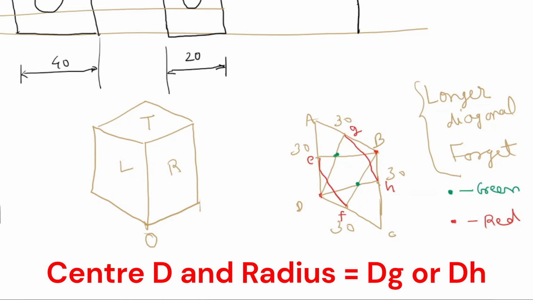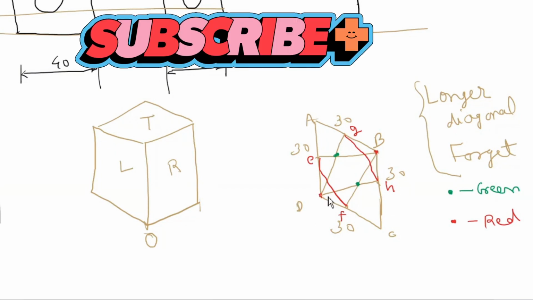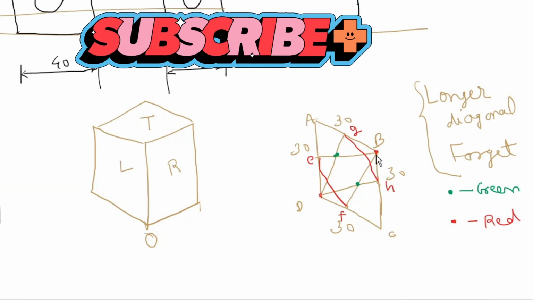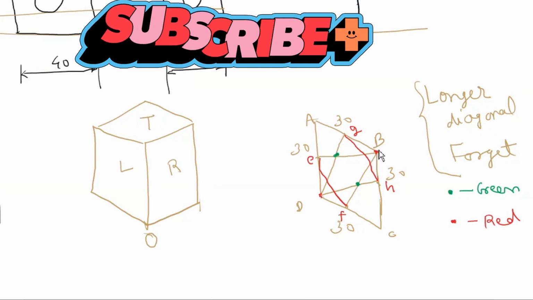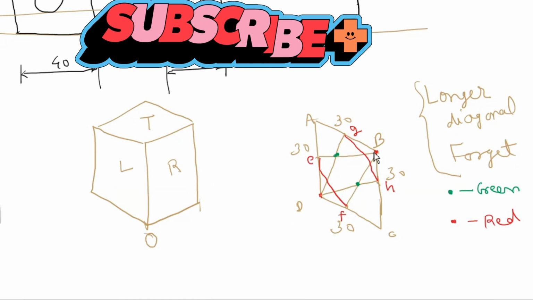Okay, so we'll get these two arcs. Now I am repeating, before I explain for this green color center, I am repeating for the red color center. See how we got this red color center point. It is the end points of the shorter diagonal BD, the end points B and D. So these two points become the center.